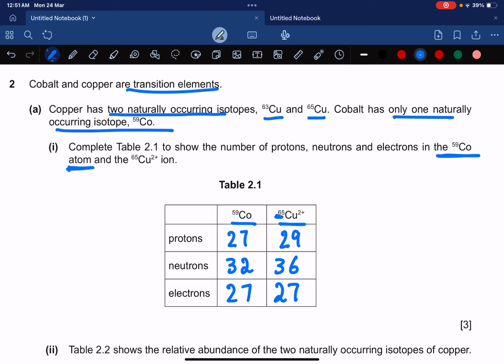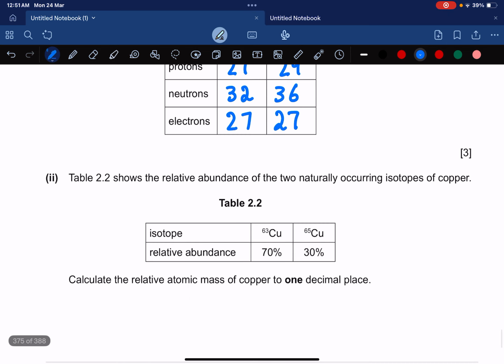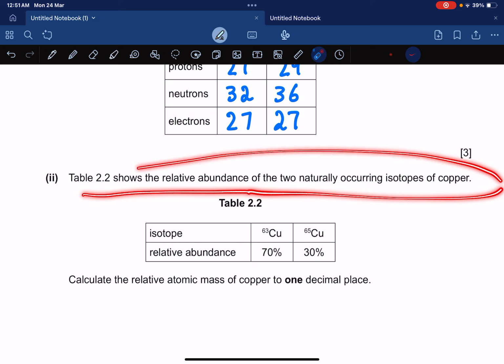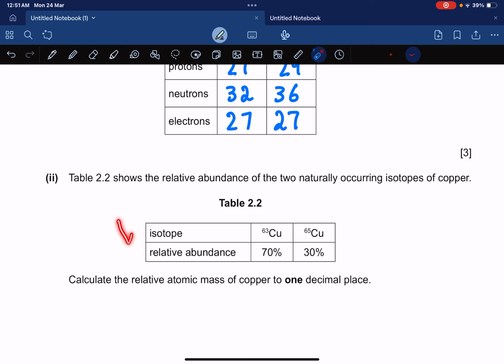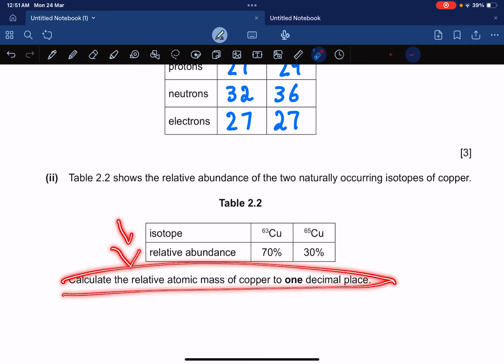Okay? So for ions, be careful about the charge in calculating the number of electrons. Okay, let's move on. Table 2.2 shows the relative abundances of the two naturally occurring isotopes of copper. This is the isotope, this is the relative abundance. Calculate the relative atomic mass of copper to 1 decimal place.